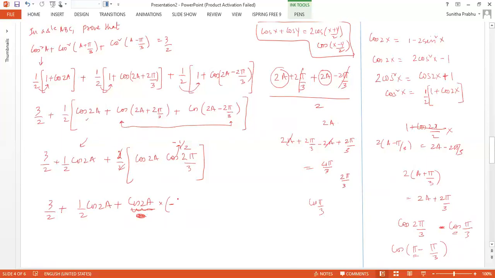Into minus half. Agreed? This cos 2 pi by 3 is nothing but minus half, so that will get cancelled. We'll see that. So it is 3 by 2 plus half cos 2a minus half. Okay, so we got our answer 3 by 2.